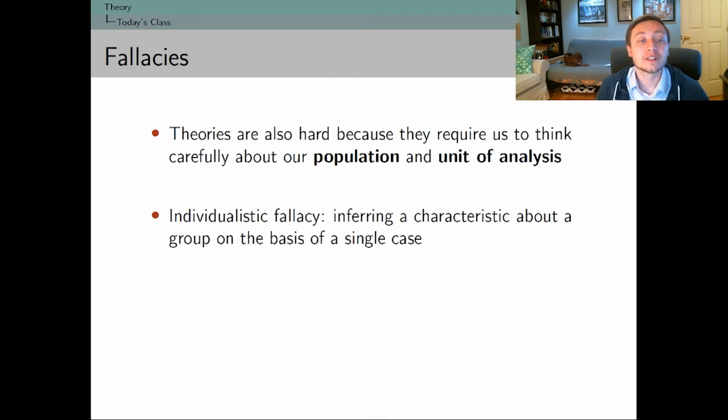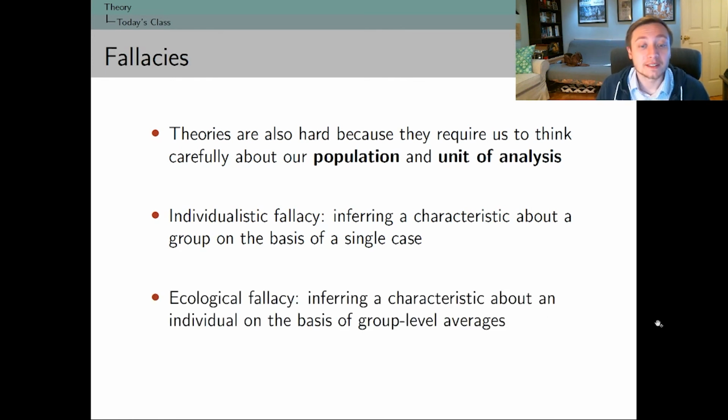So one fallacy to be aware of is something called the individualistic fallacy, which is what happens when you infer a characteristic about a group on the basis of a single case. That is something that comes into play when you've got individuals and you're analyzing them and you're saying, oh, well, this kind of insight will apply to explaining, say, the way that states are different. That's not necessarily the way that this works, because states as an aggregate group unit are potentially going to behave differently than all the individuals collectively. And that's actually something that we need to be aware of.